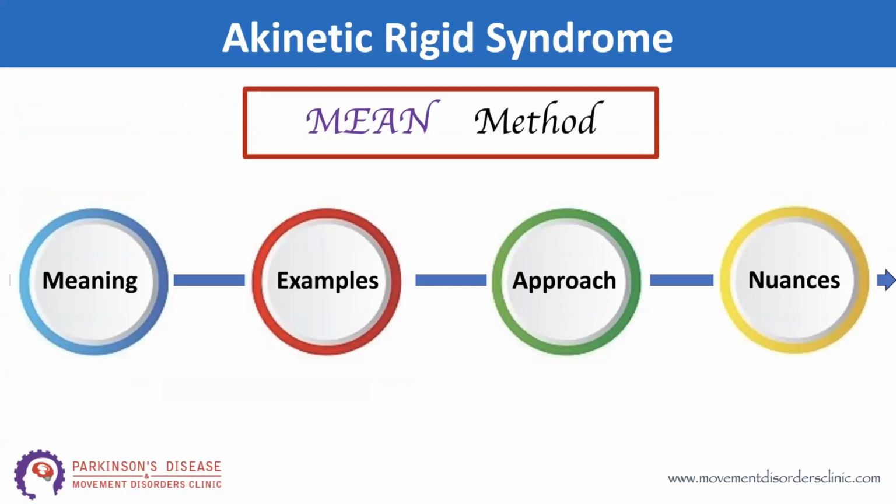What I'm going to do is use what I would like to coin as the MEAN method, where we're going to talk about the meaning of what is akinetic rigid syndrome. I'll give you a few examples. Then I will culminate them into a single approach, how to approach a case of suspected akinetic rigid syndrome. And then we'll end up with some nuances to keep in mind.